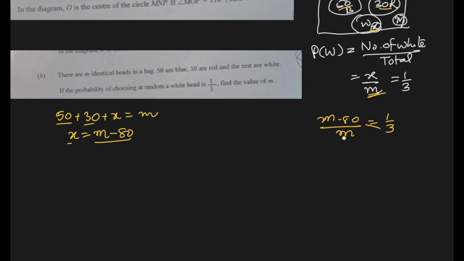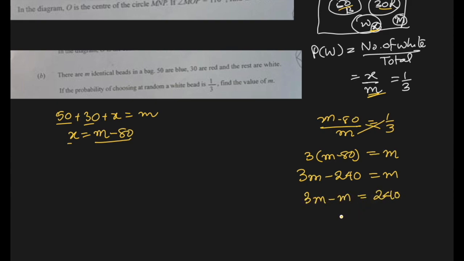1/3. Cross multiply: 3 times (m minus 80) equal to m times 1, m. 3m minus 240 equal to m. 3m minus m equal to 240. 2m equal to 240. Divide both sides by 2. We get m equal to 120 beads.